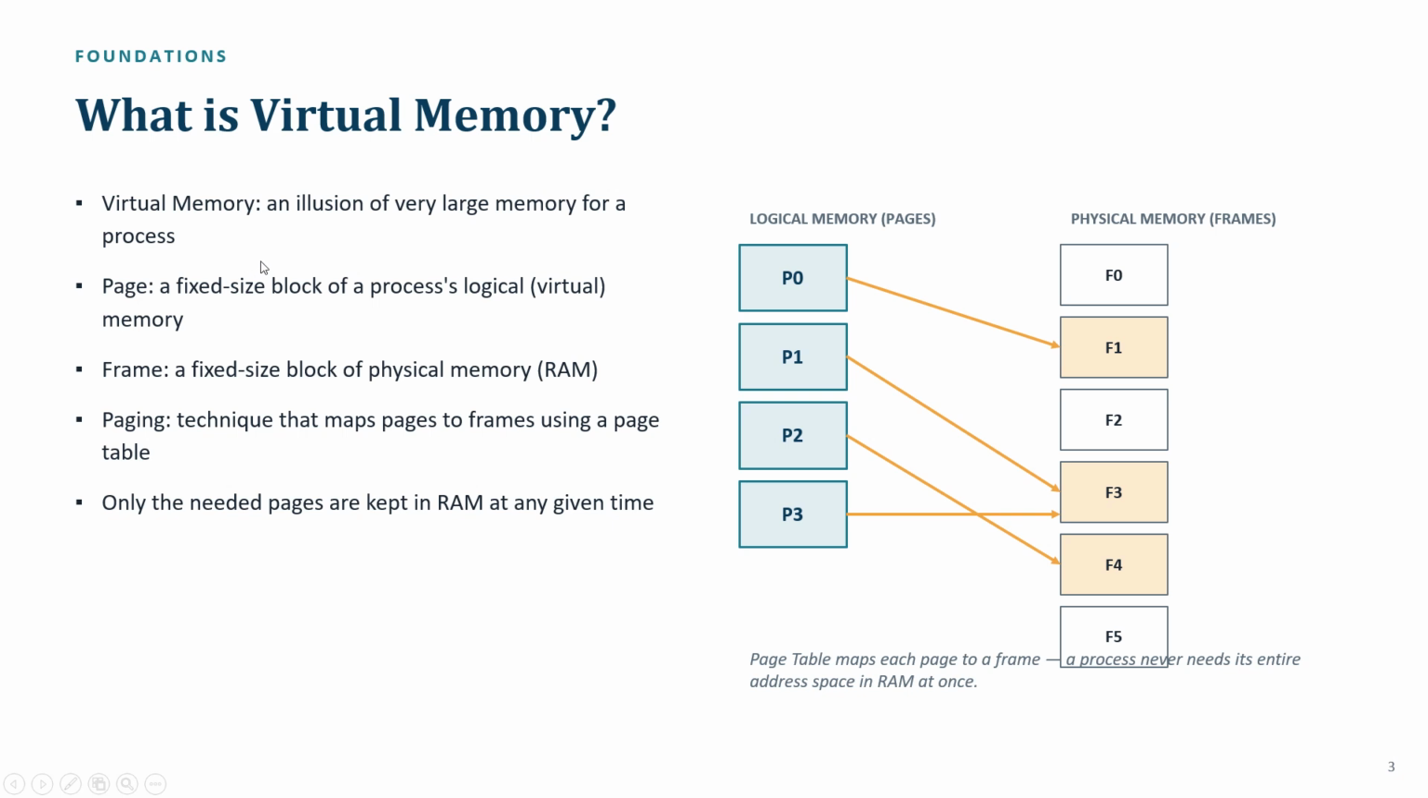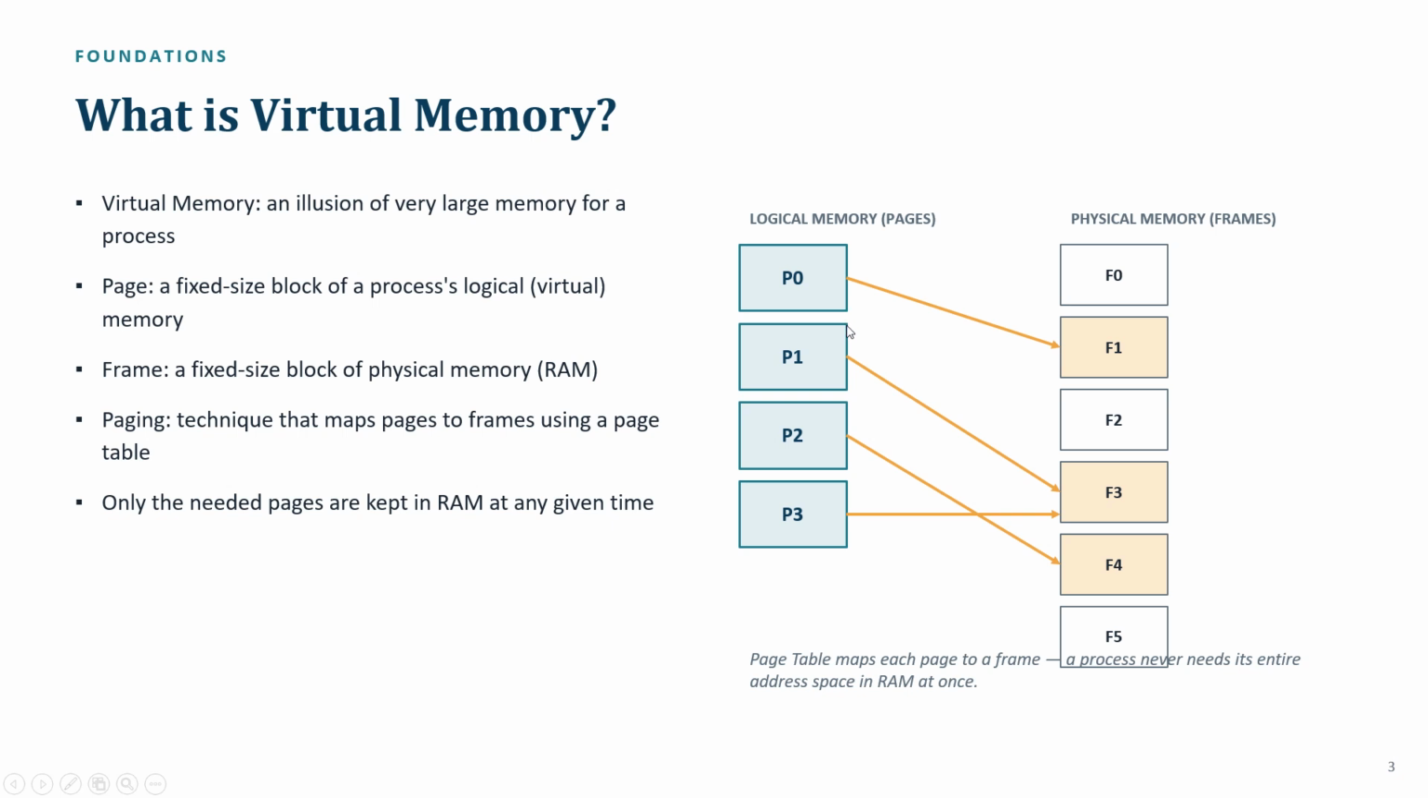What is a virtual memory? Virtual memory is an illusion of very large memory for a process. Basically, what virtual memory does is it makes the program feel like it has a large memory. Programs are divided into pages and RAM is divided into frames. So to manage this illusion, the operating system chops a program's memory into small equal size blocks called pages, and it chops the actual physical RAM into equal size blocks called frames, which we discussed in the last slide. Now let's see in the diagram.